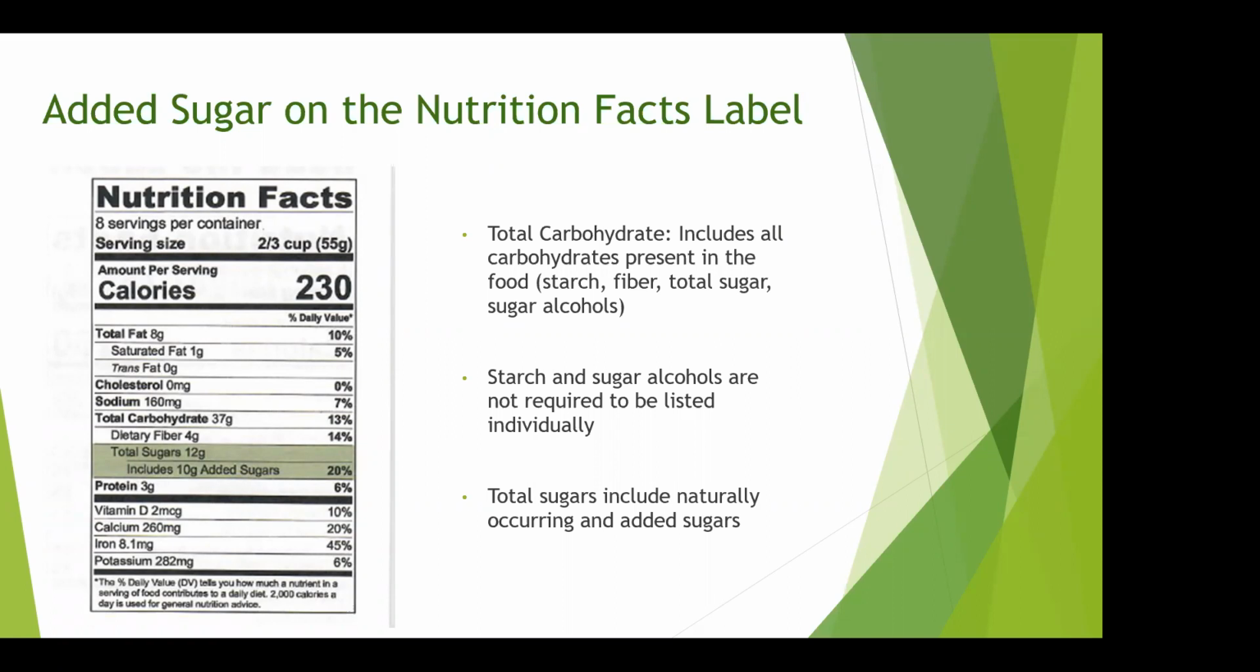So if you want to find out how much naturally occurring sugars are in there, you just have to do a little bit of math. You see that total sugars is 12 grams. The 10 grams were added sugars, so that means 2 grams were your naturally occurring sugars, like Kristina mentioned, those that occur naturally in your fruits and vegetables or other products.